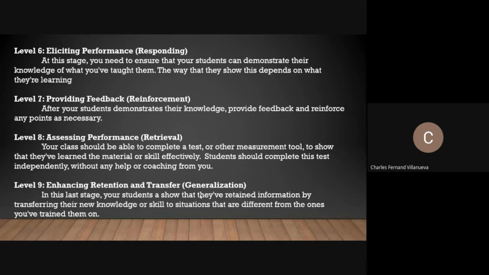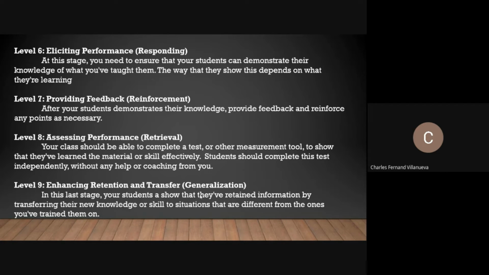Level 6, eliciting performance or response. At this stage, we need to ensure that the students can demonstrate the information that had been taught. This is a critical stage since it allows us educators to assess their progress while also allowing students to practice and reinforce their knowledge. Also, through repetition, we can help them memorize information and build their self-confidence. So how can we apply this? For example, by doing tests, quizzes, classroom presentations, essays, group projects, and application or laboratory exercises.